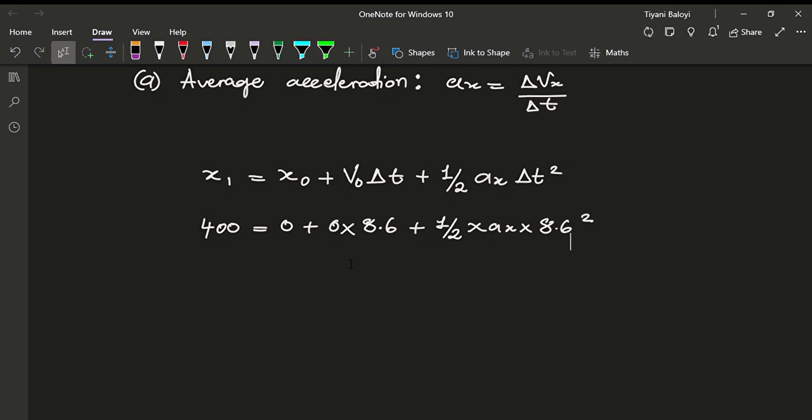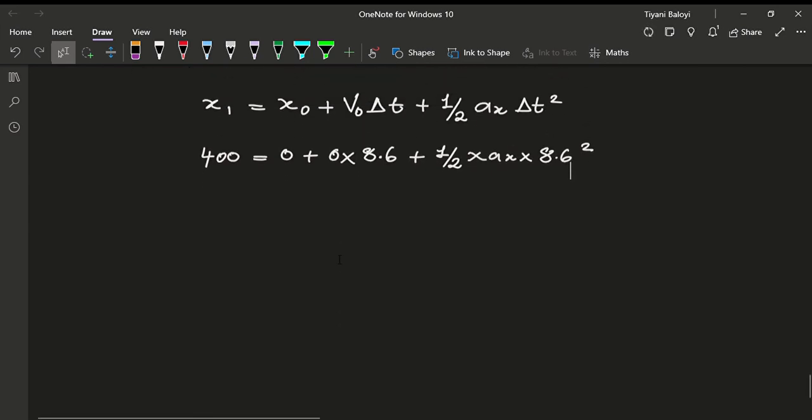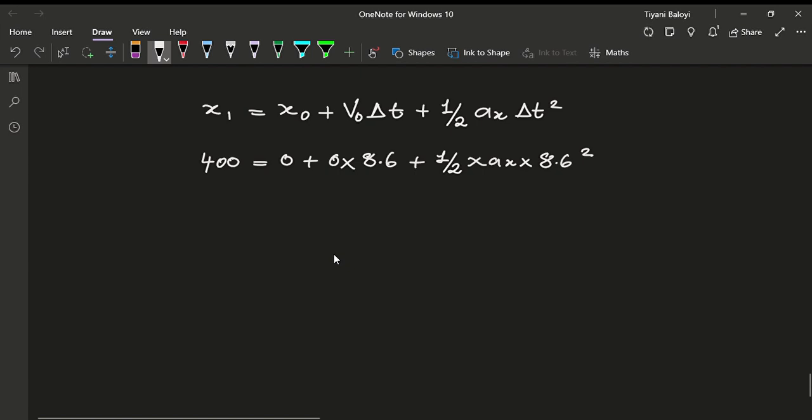So let me just rearrange this very well. We know this gives us 0, so we can just go ahead and write 36.98 ax. This is when we calculate this one over two. So let's divide by 36.98. Therefore, ax, which is your average acceleration, is 400 divided by 36.98.